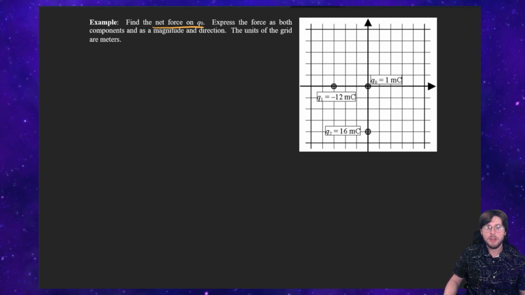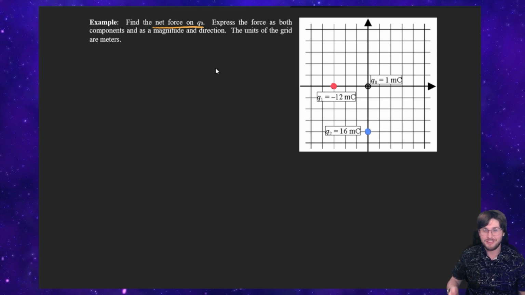All right, with that, again, first I'm going to do some color coding just to make things look a little bit nicer. I'll make Q1 here red, and I'll make Q2 blue on the other side down here. I'm not going to worry about Q0 because we don't really care about the forces that it's exerting on the other charges here. Thank goodness.